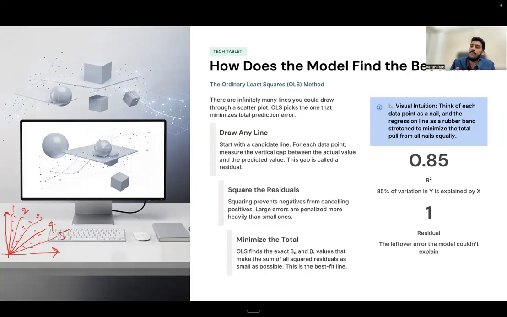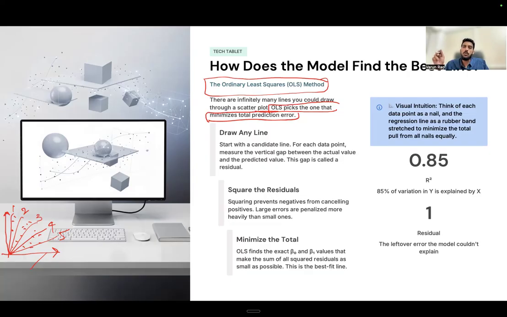This is exactly why you have the OLS method, which is the ordinary least squares method. Now, what happens in this method? There are infinitely many lines that you could draw through a scatter plot, just like how we did here. When you can draw n number of lines, you need to pick one which shows you the minimal predicted error. That is exactly the job of OLS. OLS, the ordinary least squares method, picks one line wherein the error produced is minimal.